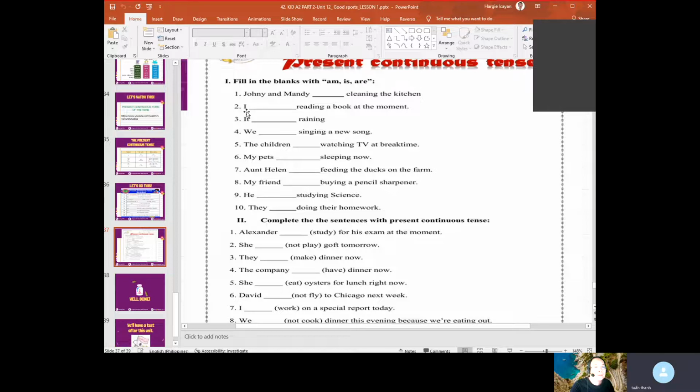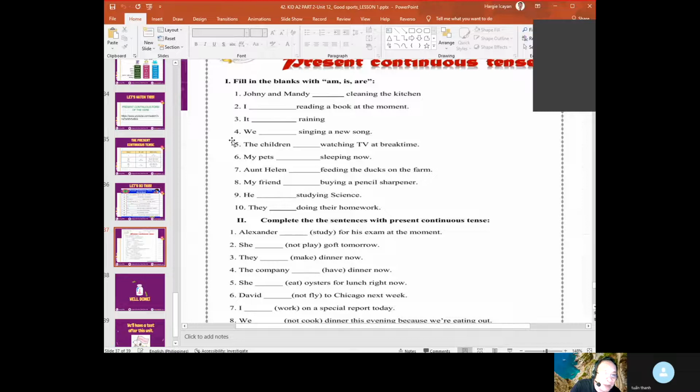I am reading a book at the moment. Very good. So the correct be verb is am because we use the subject I. Number three. It is raining. Very good. So it is raining. So why do we use is? Because of the pronoun and subject it.